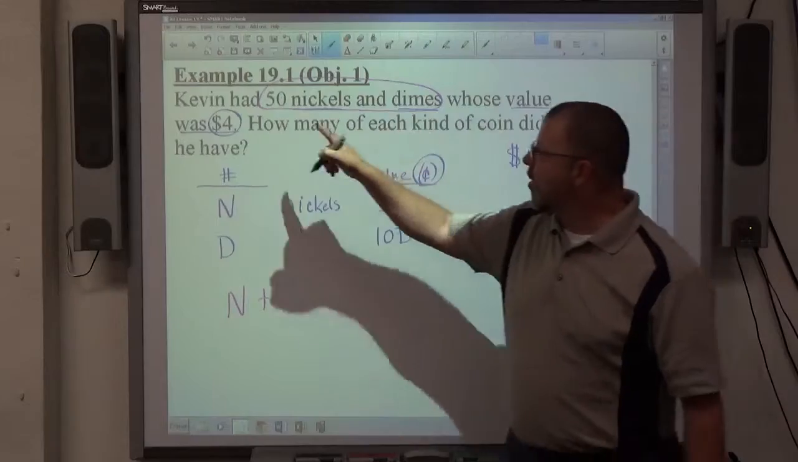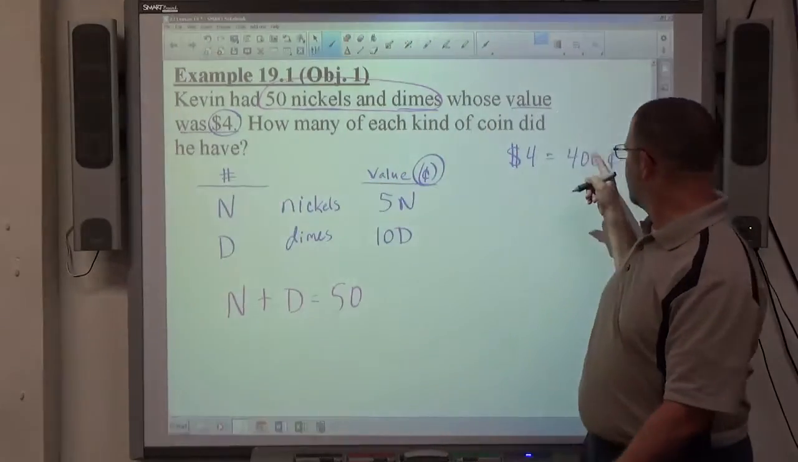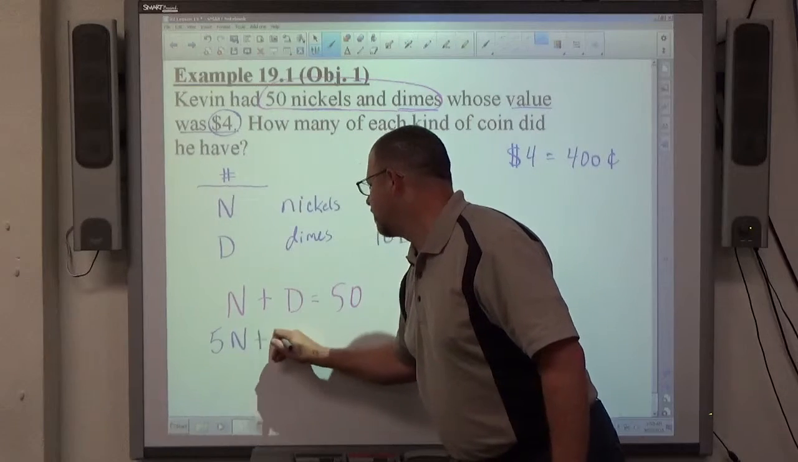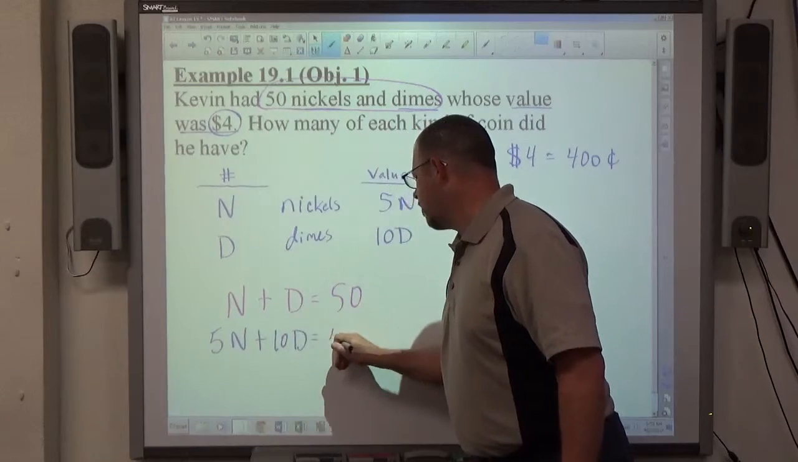So I know the value of all the coins is $4, which is 400 cents. So the value of all the nickels plus the value of all the dimes is equal to the value of all the coins.